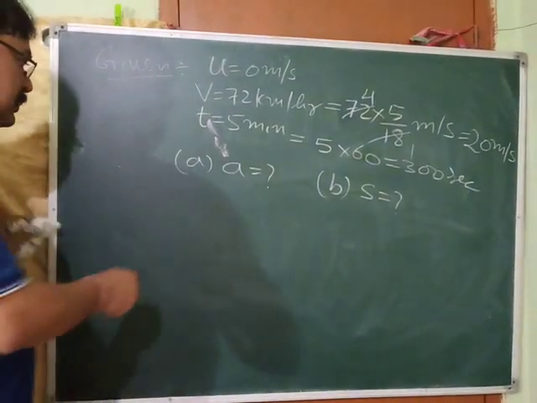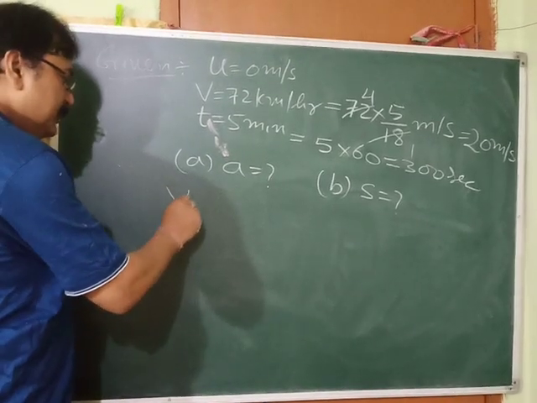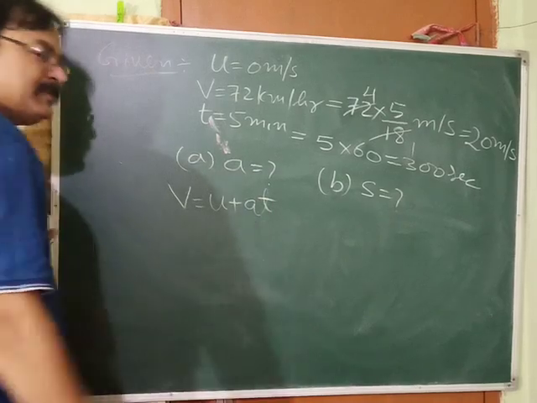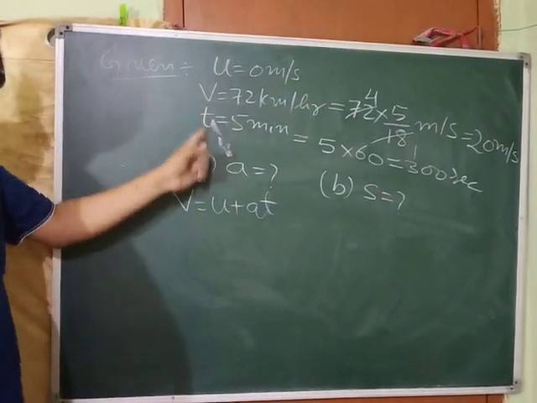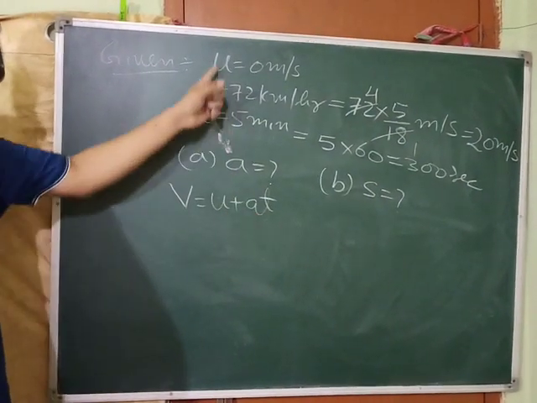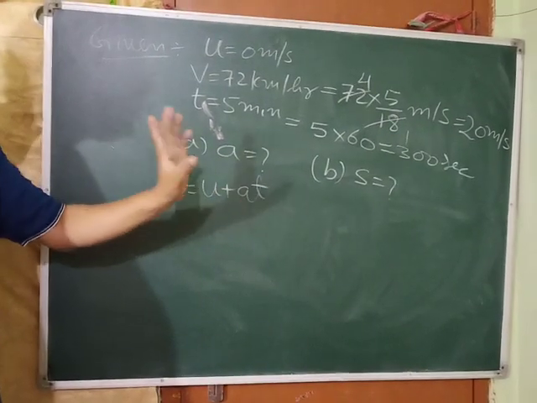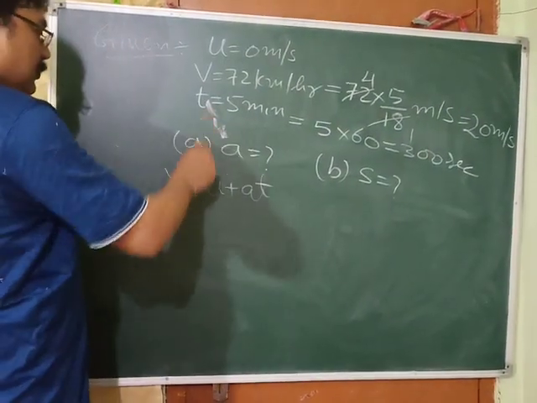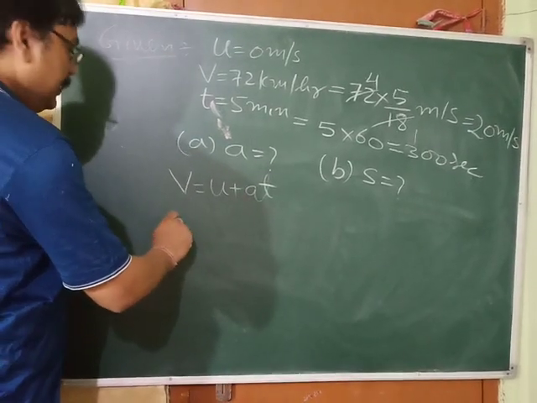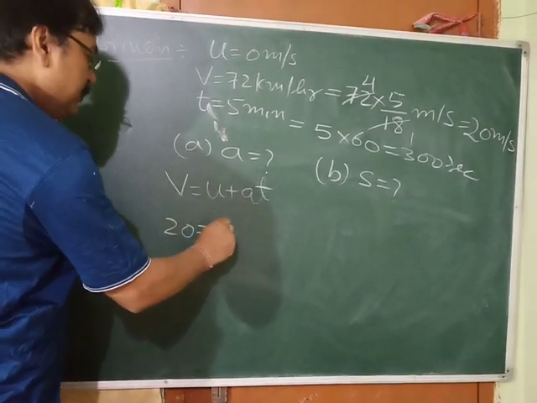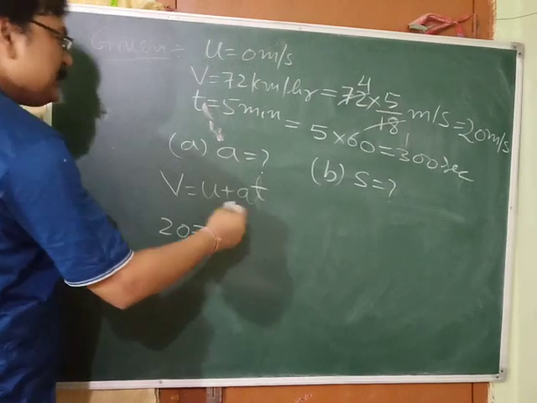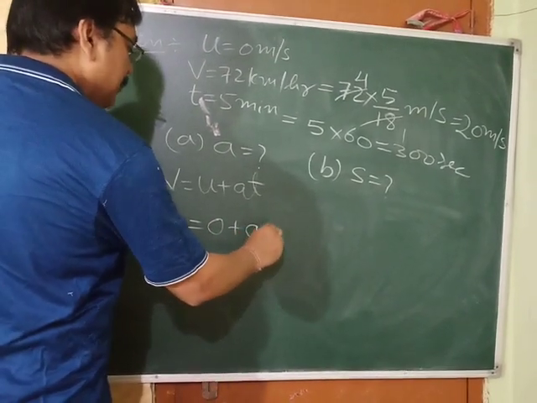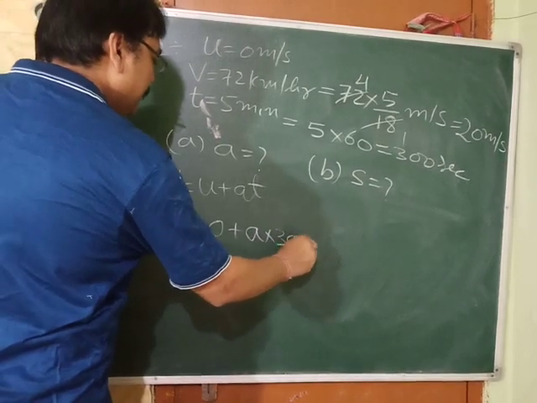That is v equals u plus at. See, all these four quantities are there: three known and one unknown. Now we can put the values here. v is 20, u is 0, a we have to find out, and time is 300.